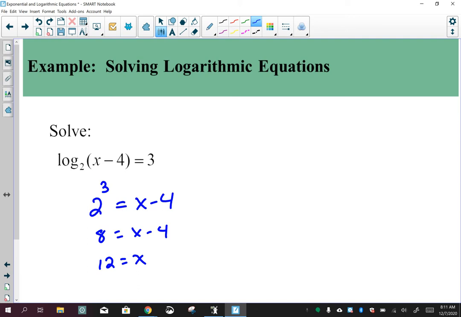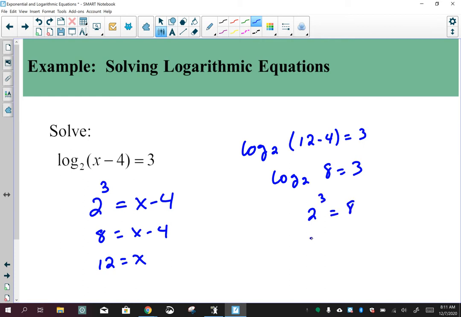So I need to make sure that this is going to work out correctly. I have log base 2 of 12 minus 4 is equal to 3. So I have log base 2 of 8 is equal to 3. Then when I change this around, I get 2 to the third is equal to 8. 8 is equal to 8, so this is a true statement. I have done everything that I needed to get that done.